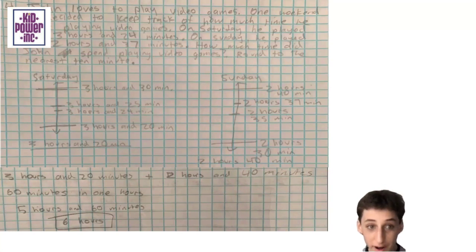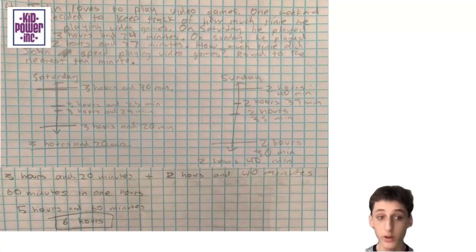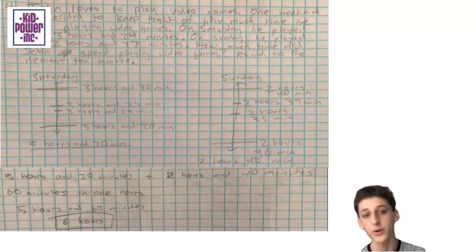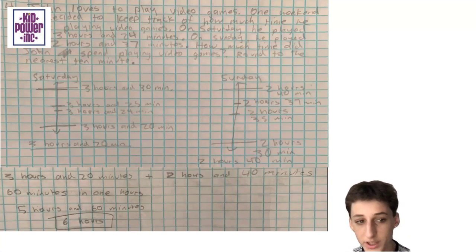So I divided it up. So I knew that he played on Saturday and Sunday. So on Saturday, I knew that 3 hours and 24 minutes was in between 3 hours and 30 minutes and 3 hours and 20 minutes. So the same thing, it's just with time values as opposed to just numbers. And the halfway point is 3 hours and 25 minutes. I knew that 3 hours and 24 minutes was less than that. And so I rounded it to 3 hours and 20 minutes.